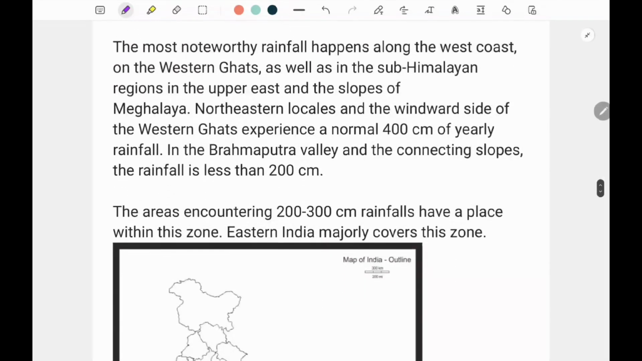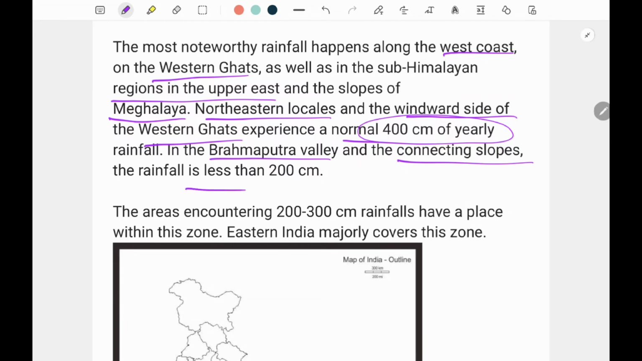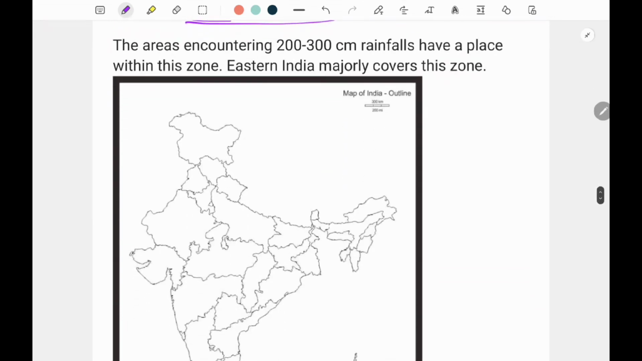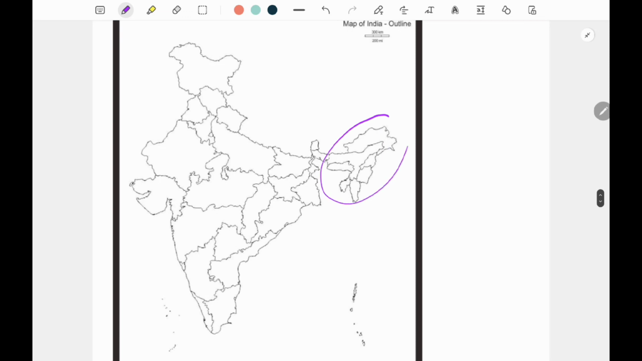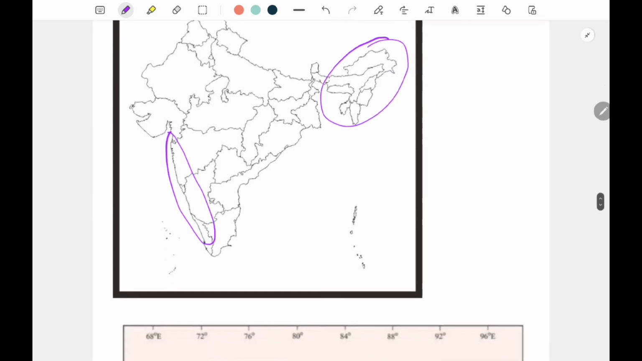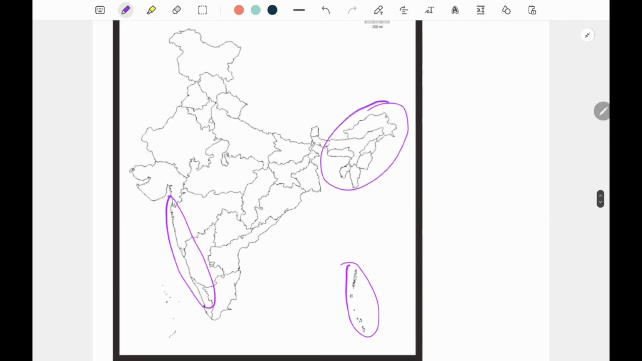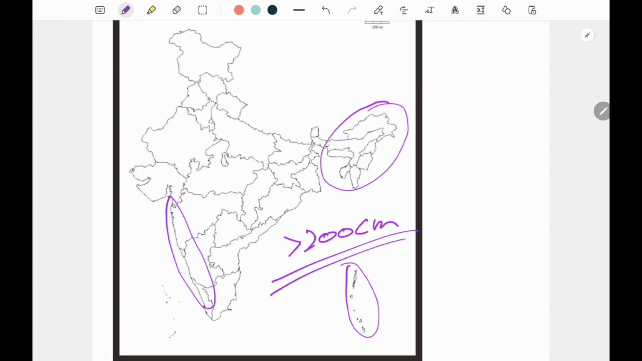Now the area of high rainfall. The heaviest rainfall happens on the west coast on the Western Ghats, the sub-Himalayan regions in the upper east and the slopes of Meghalaya. Northeastern locales and the windward side of the Western Ghats experience more than 400 centimeter of rainfall yearly. In the Brahmaputra Valley and the adjoining slopes, the rainfall is less than 200 centimeter. So if you see here, this portion and somewhere this portion, they receive the maximum rainfall, more than 200 centimeter. Okay, remember.